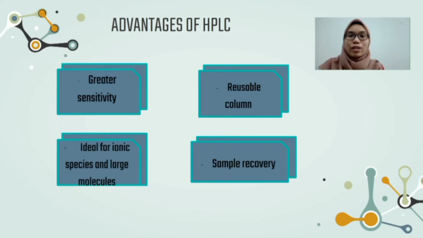Okay, now I will explain the advantages of HPLC. First, HPLC has greater sensitivity because there are many various types of detectors for HPLC. Next, it contains a reusable column that can be used for many analyses after flushing. Third, it is ideal for ionic species and large molecules. Last but not least, sample recovery can be done through fraction collectors.